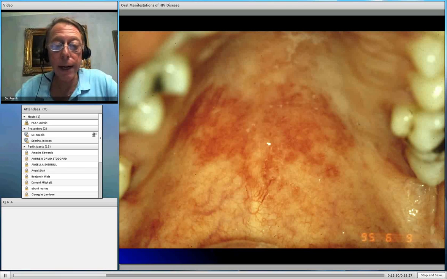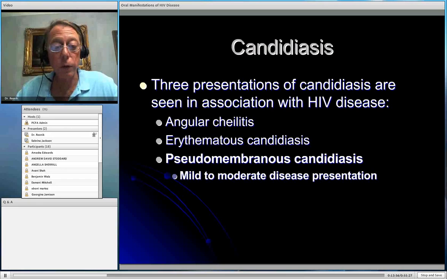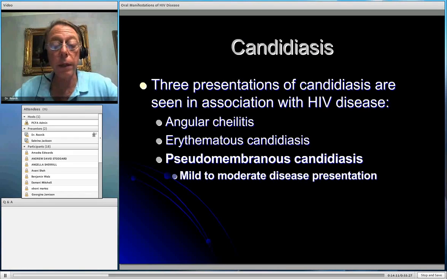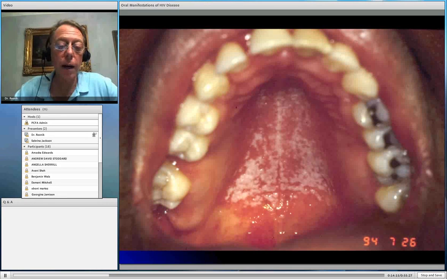Again, you can do a KOH prep. You might see some blastospores and a few pseudohyphae, but for the most part, you go by symptoms alone, just by looking at the patient's underlying medical history and the clinical presentation. I like to break up pseudomembranous candidiasis by the extent of disease, not how many T cells somebody has or what their viral load is, and that's based on how I plan on treating. So the first I'm going to talk about is mild to moderate disease.